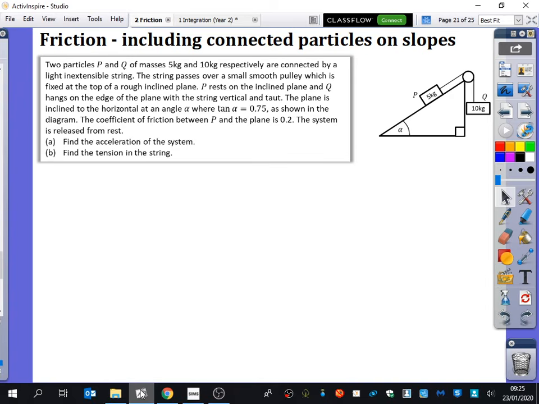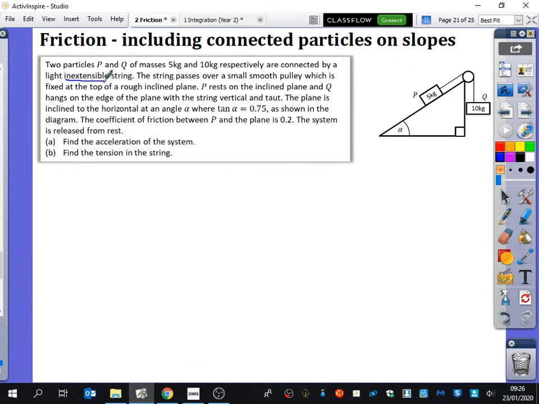Okay, so we are at friction on connected particles. Two particles, P and Q, of masses 5 kilograms and 10 kilograms respectively, are connected by a light, inextensible string. What does it mean if the string is inextensible? Okay, so it means that it doesn't stretch. What does that mean about how we do things in our calculations if the string doesn't stretch?